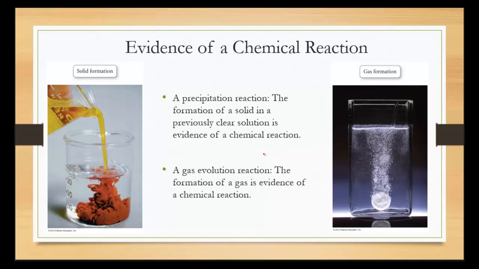Another evidence is formation of a precipitate. That's a solid. So if you see a solid form in the solution, that's another example of evidence of a chemical reaction. Another one would be it forms a gas. So here's an Alka-Seltzer. You may have also seen other things that give off gas when you drop them into water. But the fact that the gas is being given off is another evidence of a chemical reaction.